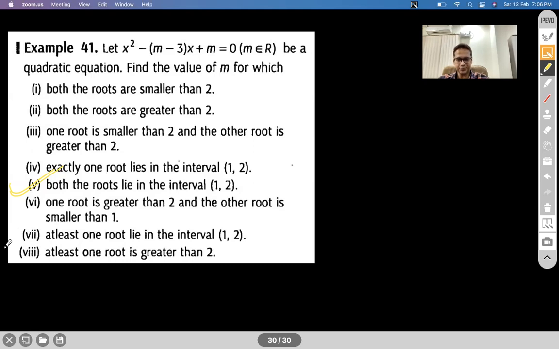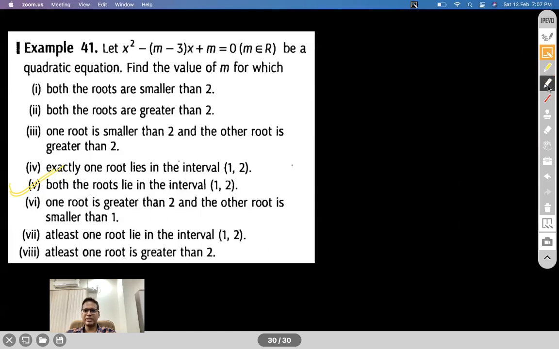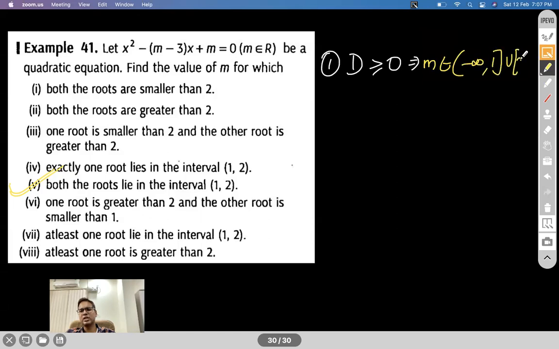Very good, Harshita. Okay, Satyam. Some of you are saying there cannot be any real value of M for which this condition is going to be fulfilled. Okay, great. Let's check it out. The first condition says discriminant should be greater than or equal to 0, which means M lies between minus infinity to 1 union 9 to infinity.